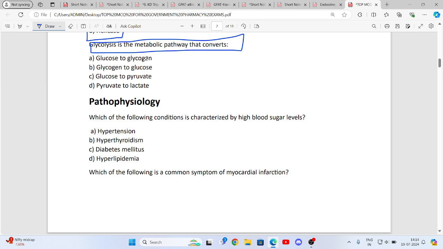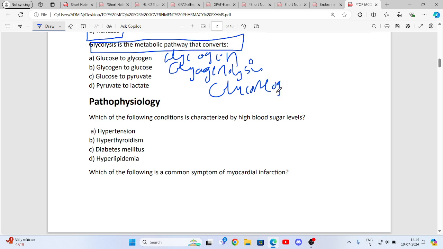Glucose to glycogen is called glycogenesis. Glycogen to glucose is called glycogenolysis. And formation of glucose from non-carbohydrate precursors is called gluconeogenesis. This is to be remembered. And when we talk about lactate, it is formed by Cori's cycle, C-O-R-I.